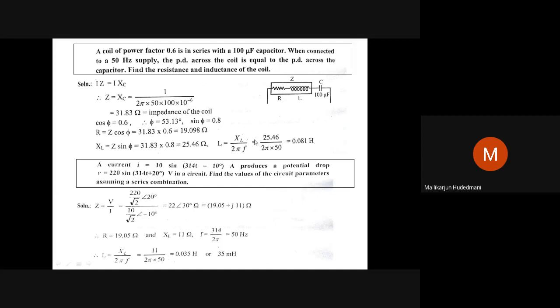This is how you can get the concept understood. So the same thing, if you try yourself: a circuit with the power factor 0.6 in series with a capacitor of 100 microfarad. When connected to 50 Hertz, the potential difference across the circuit and the potential difference across the coil are the same. Find the resistance and inductance of the coil. I can tell.